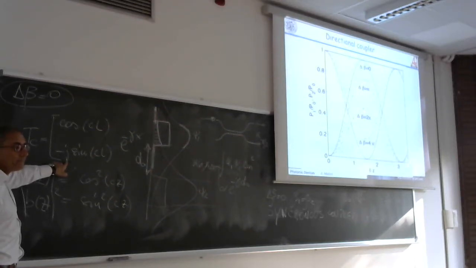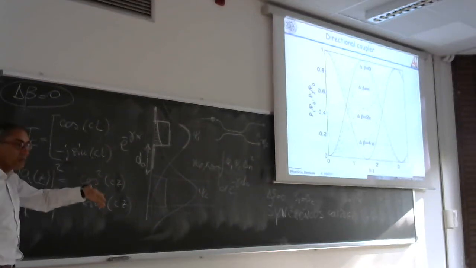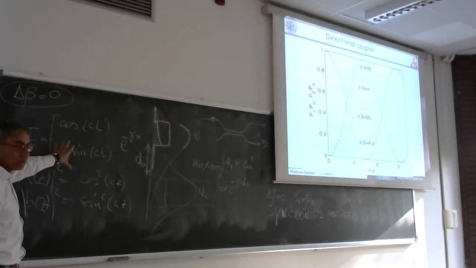Why? e to the power of j theta is equal to cosine theta plus j sine theta. Excellent. Very good. So you can do the same with the more general expression.